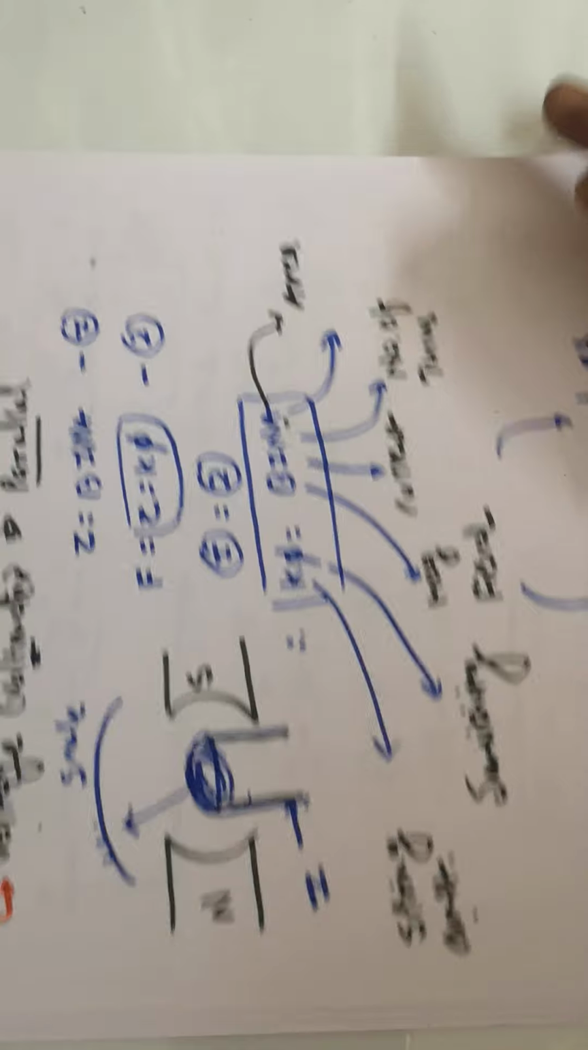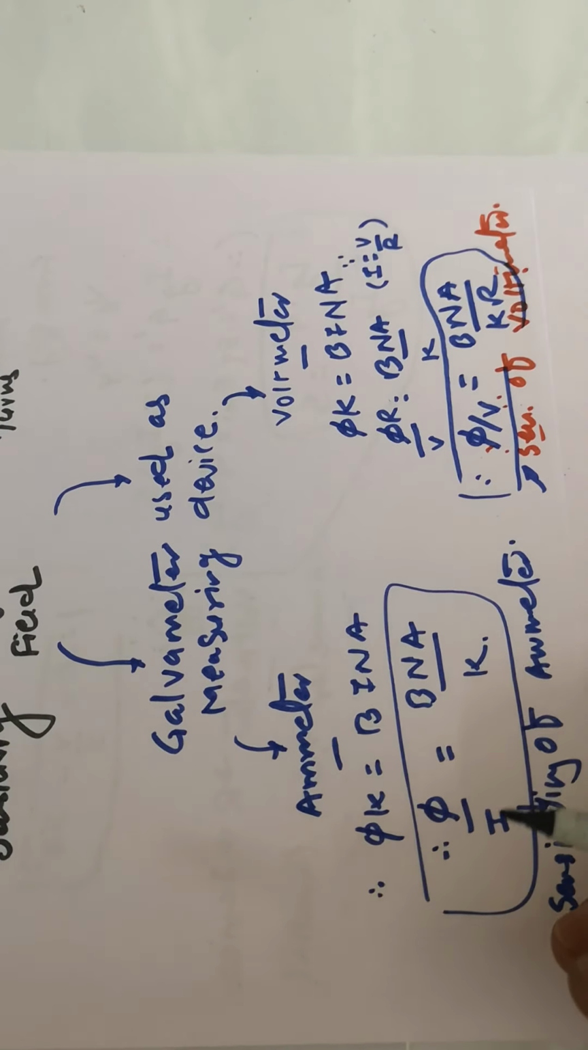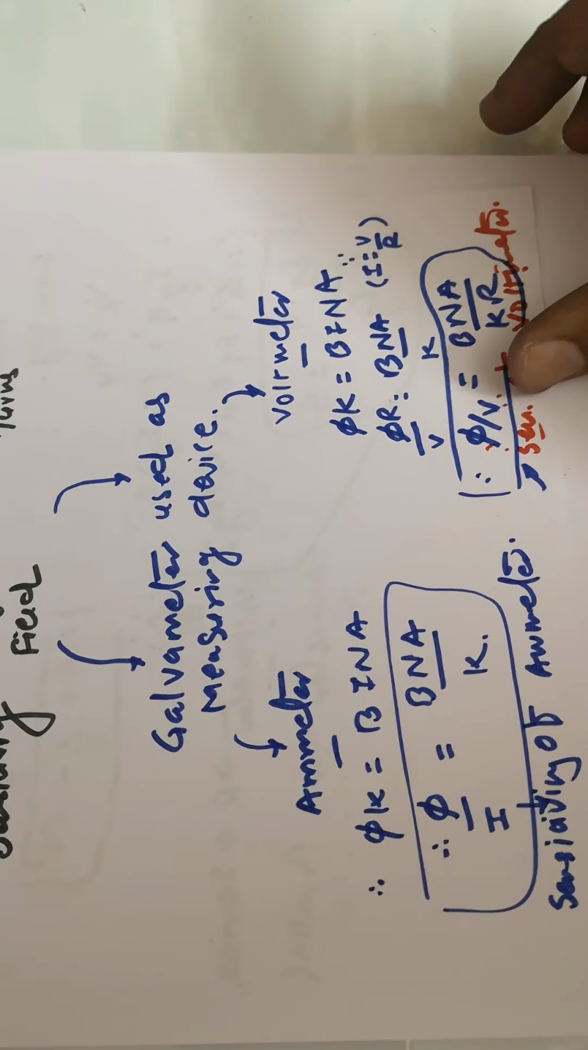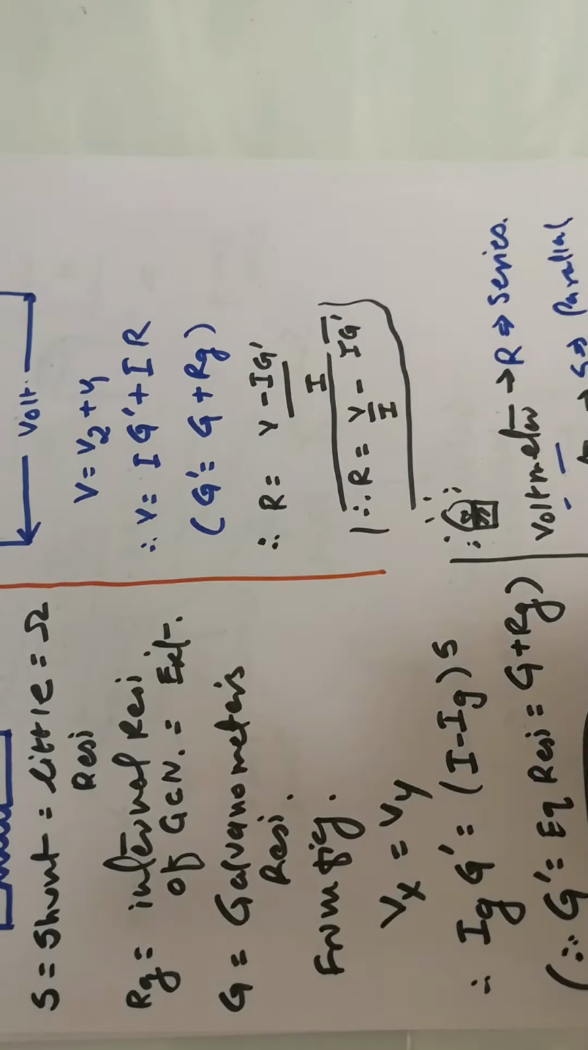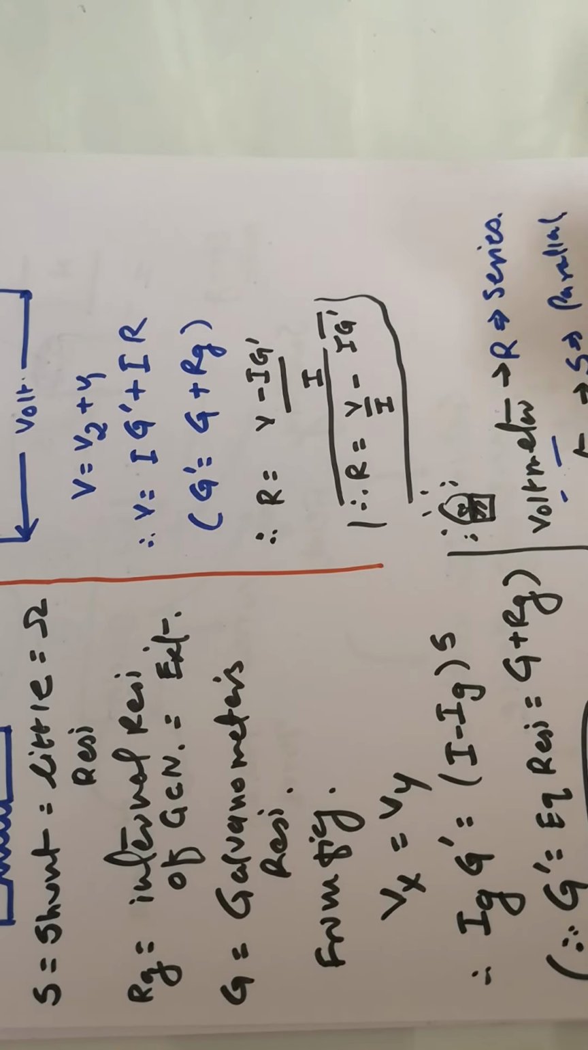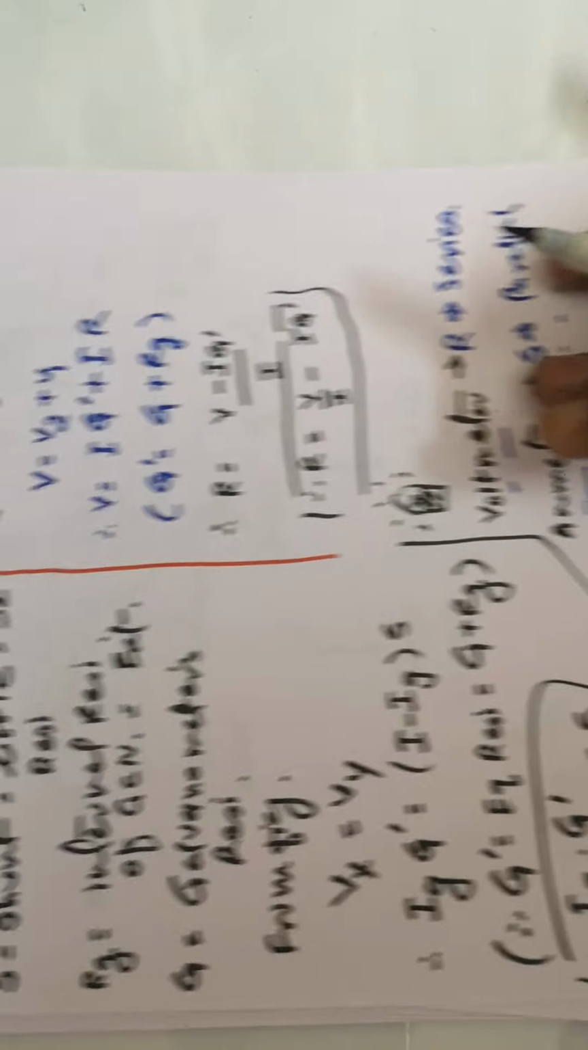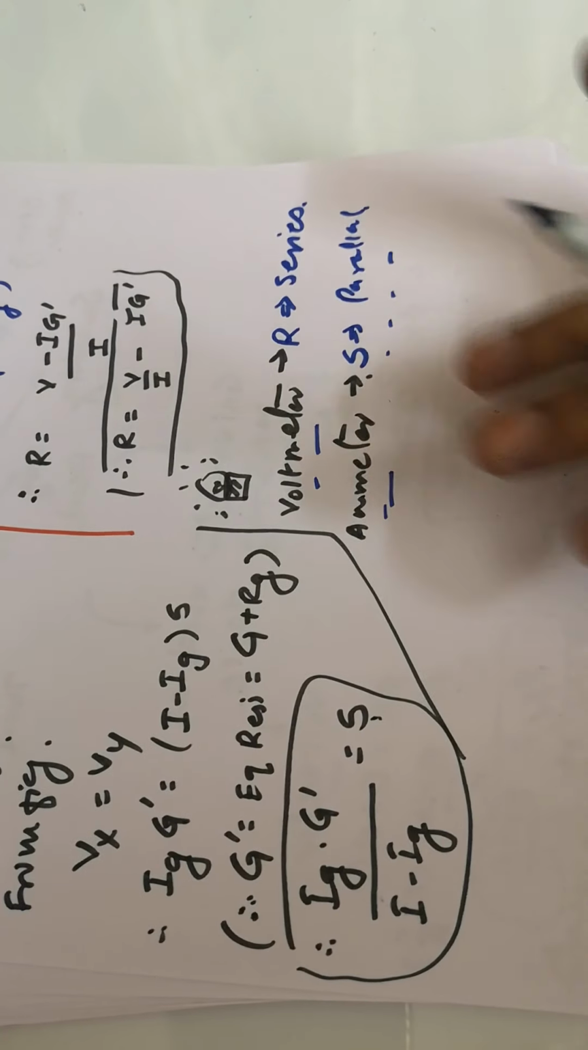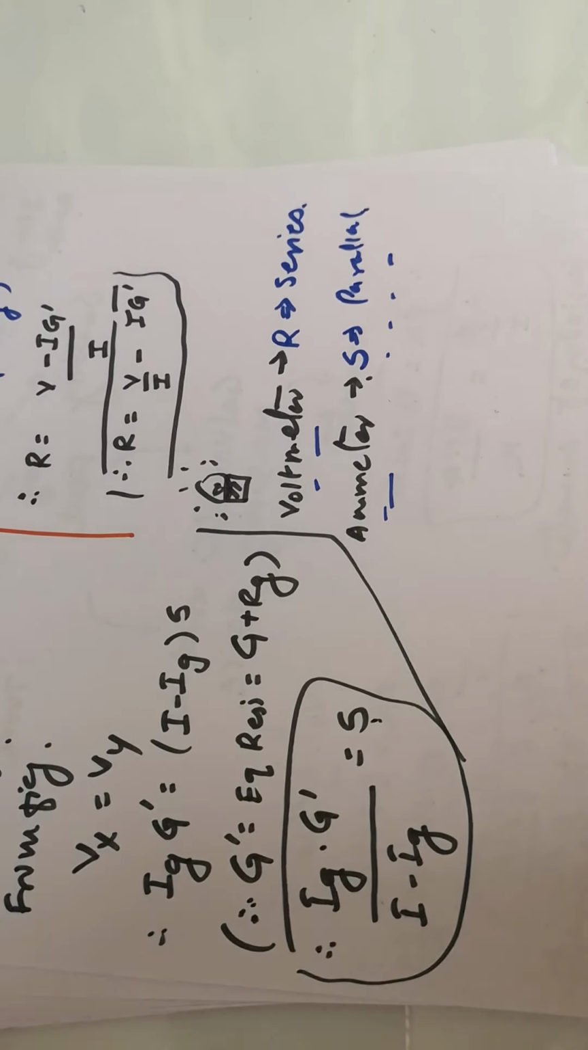This is the equation of the sensitivity of galvanometers. These are the sensitivities of a galvanometer as an ammeter, and the sensitivity of a voltmeter. And these are the points about its resistances. So this is the end of chapter number 4 theoretically. Now we will discuss its examples in the next clips.